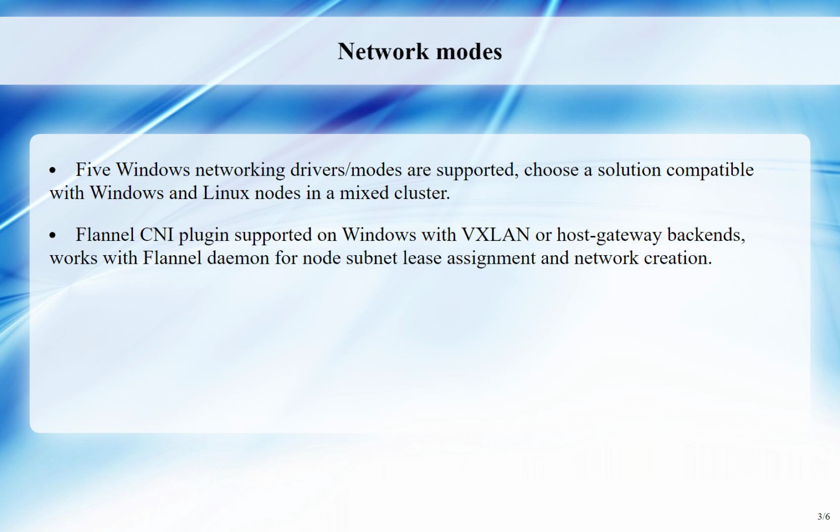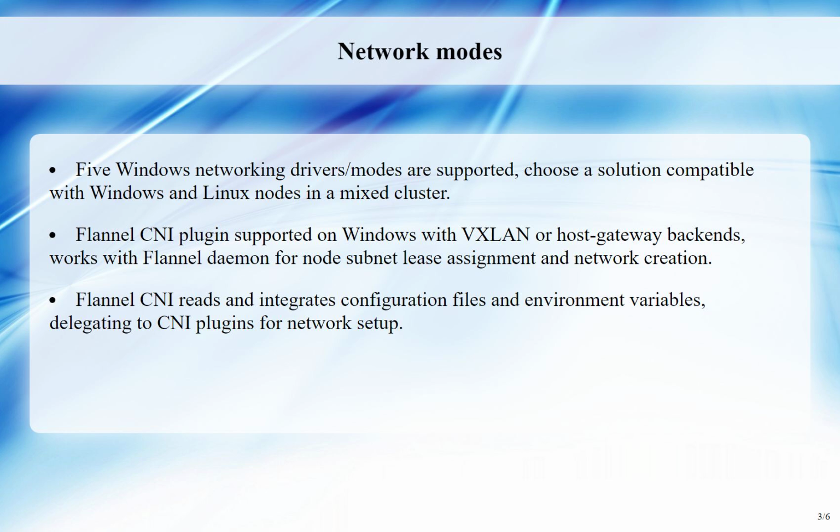The Flannel CNI plugin is supported on Windows using the VXLAN or Host Gateway network backends. This plugin works with Flannel Daemon on Windows for node subnet lease assignment and HNS network creation. It reads its own configuration file and integrates it with environment variables from FlannelD. Flannel CNI can delegate to reference CNI plugins for network plumbing and provides correct configurations to the IPAM plugin.